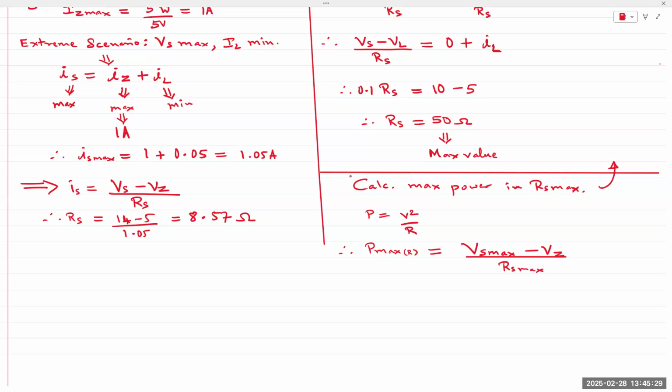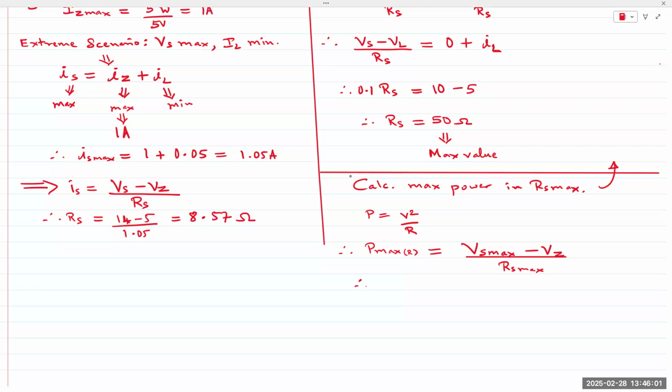Now, supply voltage can change from 10 to 14 volts, right? 10 to 14 volts. So maximum power dissipation in RS would occur when it's maximum current. Maximum current would be when maximum voltage. Maximum voltage would be when VS goes to its maximum. Supply voltage goes to its max. That's when maximum power dissipation would occur. So VS max minus VZ, which is constant 5 volts, divided by RS max.